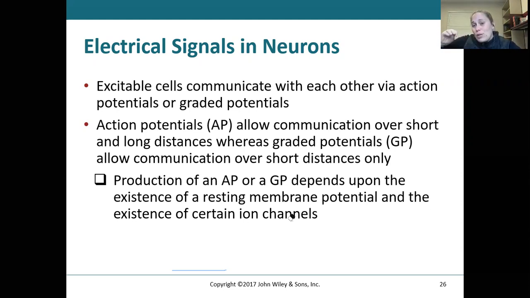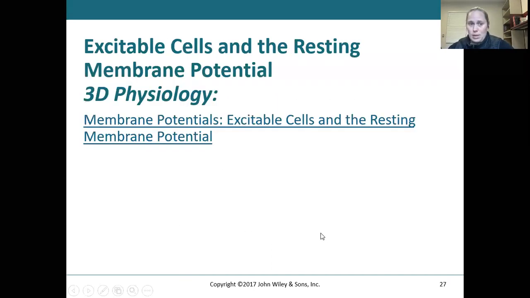At that point, your threshold has been reached and you're going to send that signal or tell somebody else that thing. So the graded potentials are essentially the cell getting input but not sending anything out. And then once it's reached threshold and it's heard enough signals, it's going to pass that on via an action potential. So we'll talk about this in several different ways. Production of an AP or graded potential depends on the existence of a resting membrane potential and the existence of certain ion channels. We'll talk about this more in subsequent slides.